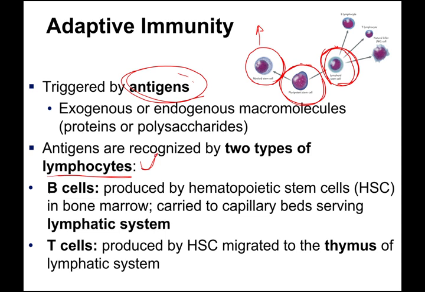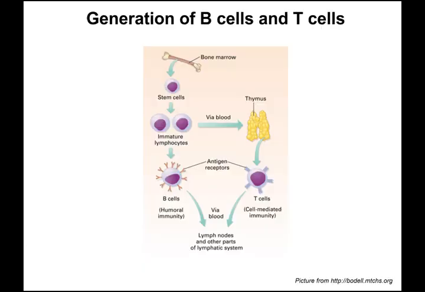So you have B cells and T cells. Their naming comes from where they mature. The B cells mature in the bone marrow, whereas the T cells mature in the thymus. And then from there, they move to different parts of the lymphatic system, particularly to the lymph nodes. That's where they will be detecting the antigen, and that's where they get activated to respond.